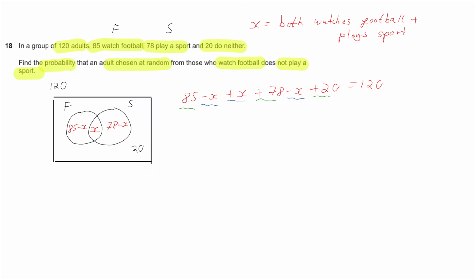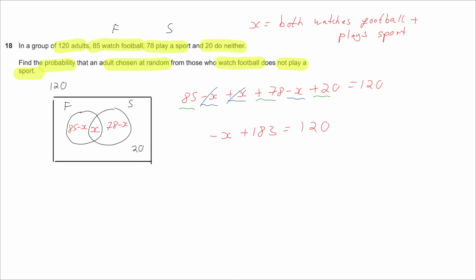Now, these X's are going to cancel, minus X plus X, so you've just got a singular minus X left over. So you've got minus X there. You've got 85, add 78, add 20, which is going to give you 183. Let's just double check that. 78, add 20, add 85 is 183. So minus X, add 183 is equal to the right side, 120.